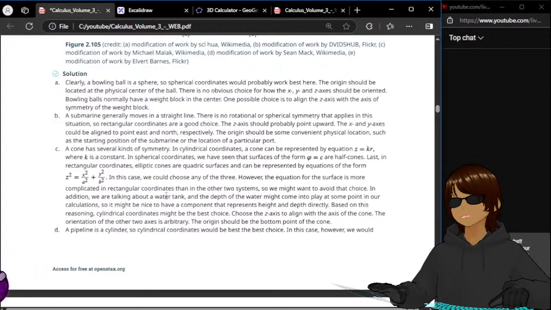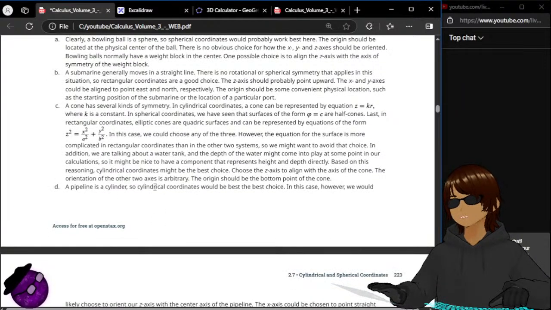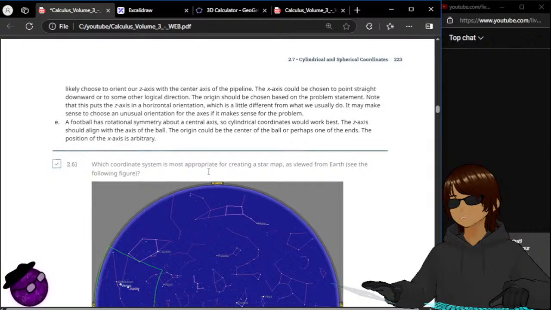In addition, we are talking about a water tank. The depth of the water might come into play at some point in our calculation, so it might be nice to have a component that represents the height and depth directly. Based on this reasoning, cylindrical coordinates might be the best choice. A pipeline is a cylinder, so cylindrical coordinates would be the best choice. A football has rotational symmetry about the central axis. Cylindrical coordinates would work best.